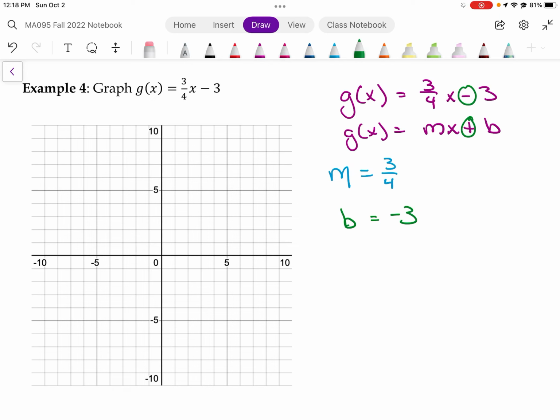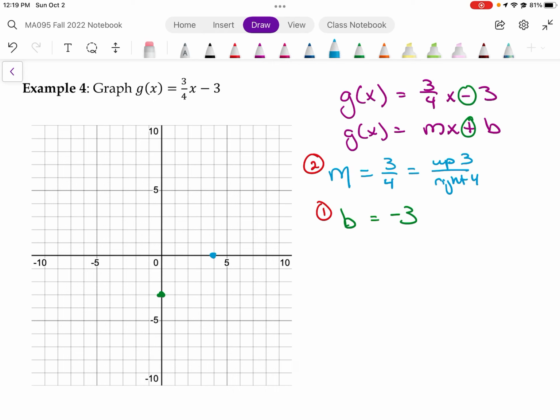Remember that this is step 1 and this is step 2. First start with plotting your -3, right here, that's going to be at 0, -3. Now my slope is 3/4, so that is going to be up 3, right 4. So I'm going to go 1, 2, 3, 1, 2, 3, 4, and then I'll erase all those others. All right, that is where I end up.